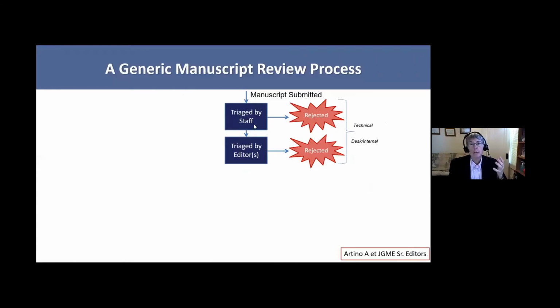It's usually triaged by staff. And staff tend to look for technical issues: word length, structure, format, following guidelines. Does it have IRB if it needs it? Is the category a match? Is the subject a match? For example, in the Journal of Graduate Medical Education, if this is about medical student education, it gets a technical reject because we only look at things pertaining to graduate medical education. The same with other journals. They all have a scope, so it's important to align that.